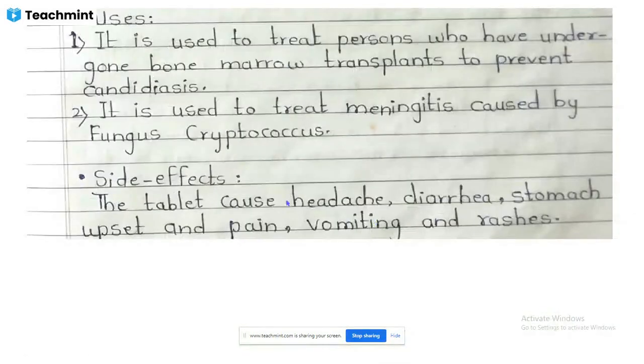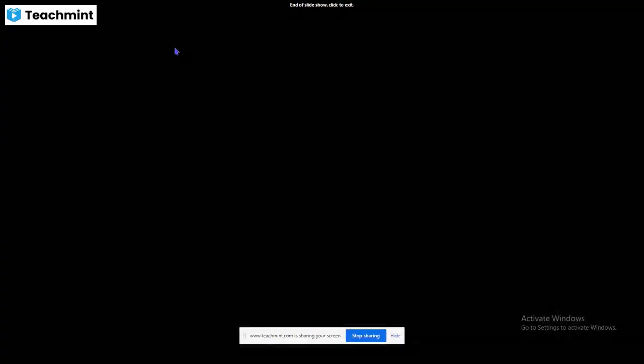Once again, here in the notes also, it is used to treat persons who have undergone bone marrow transplantation to prevent candidiasis. It is used to treat meningitis caused by fungus, cryptococcus fungus also. The tablets can cause headache. Side effects also include diarrhea, stomach upset and pain, vomiting, and rashes.